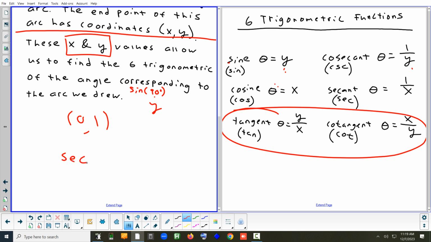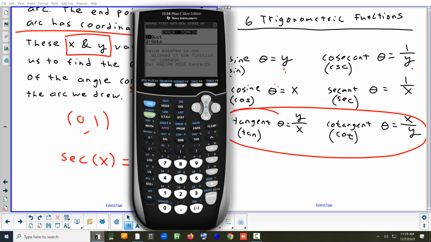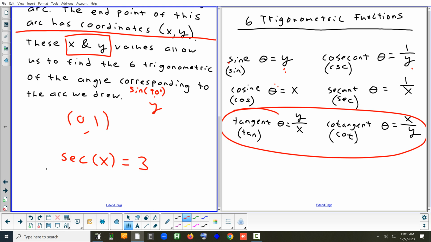of x equals, let's say, 3. And you want to solve that equation. Well, secant is a function, right? Like square root or log. The only way you can get rid of secant is to use what's called the inverse secant. That will cancel it out. The problem is you don't have an inverse secant button on here, so we can't solve that using the calculator. So what we'd want to do is say, okay, well, if the secant is 3, then that would mean the cosine is what?